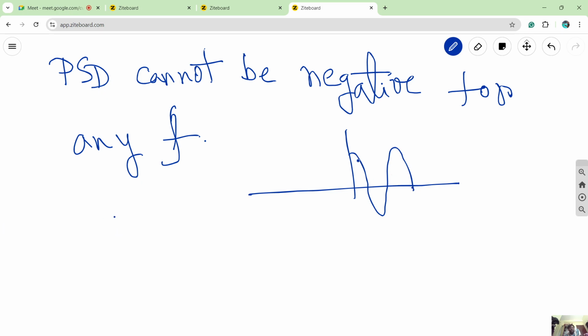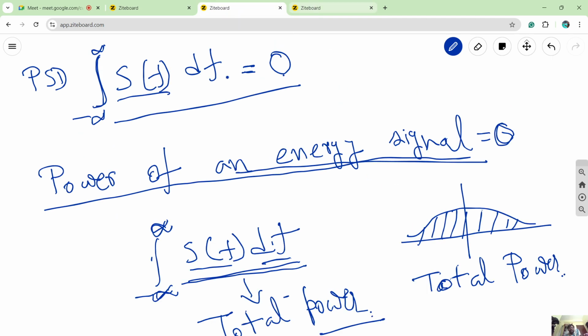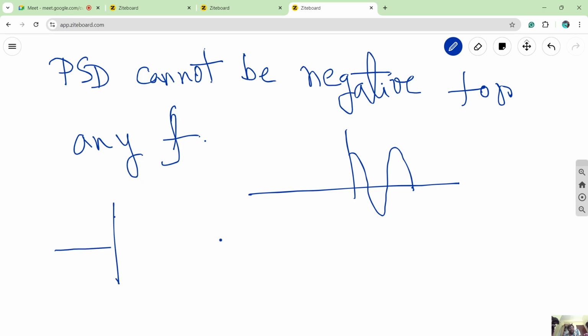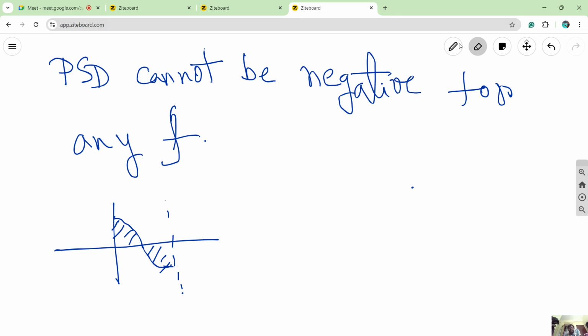So the only way an integral of a signal becomes 0 is if it has some positive part and some negative part, and the positive value cancels out the negative value. But for PSD, there cannot be any. So the main point is here.